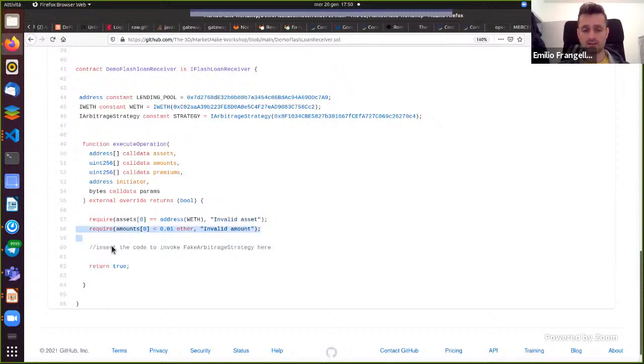You can see here that you can call maximum 0.01 Ether, and what you will need to do here is unwrap. I already put the reference to WETH. Unwrap the ETH that are within the WETH that are received from the flash loan. Send the ETH to the arbitrage strategy that will send back the same amount that you sent plus the premium.